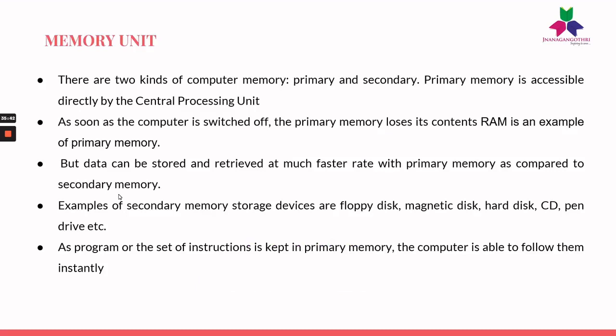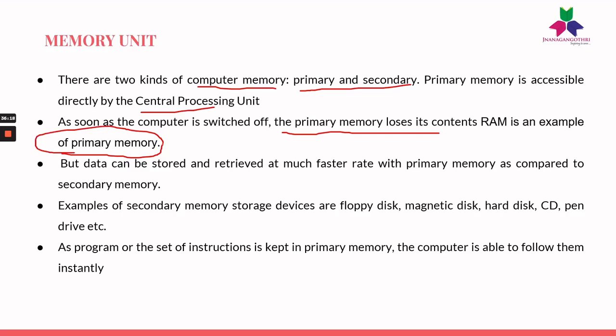So memory unit. In the memory unit there are two kinds of computer memory, as everyone knows, that is primary and secondary. Primary memory is accessible directly by the central processing unit. RAM is an example of primary memory. As soon as the computer is switched off, the primary memory loses its contents. So RAM is an example, as mentioned, of primary memory.